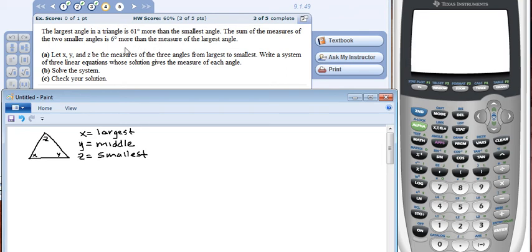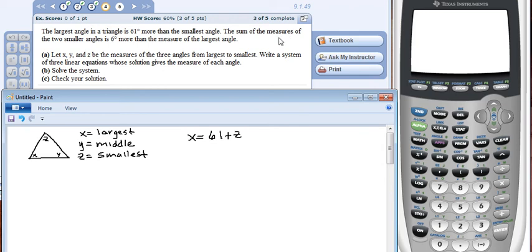All right, so in word problems, 99% of the time, whenever you see the word "is" it's like equals. So I'm going to translate this first sentence into an equation. It says the largest angle in a triangle is. I stop right there. The largest is x, so I have x is. The words "more than" mean to add. 61 more than the smallest. Well, the smallest is z. So I've got 61 more than the smallest. There's one equation.